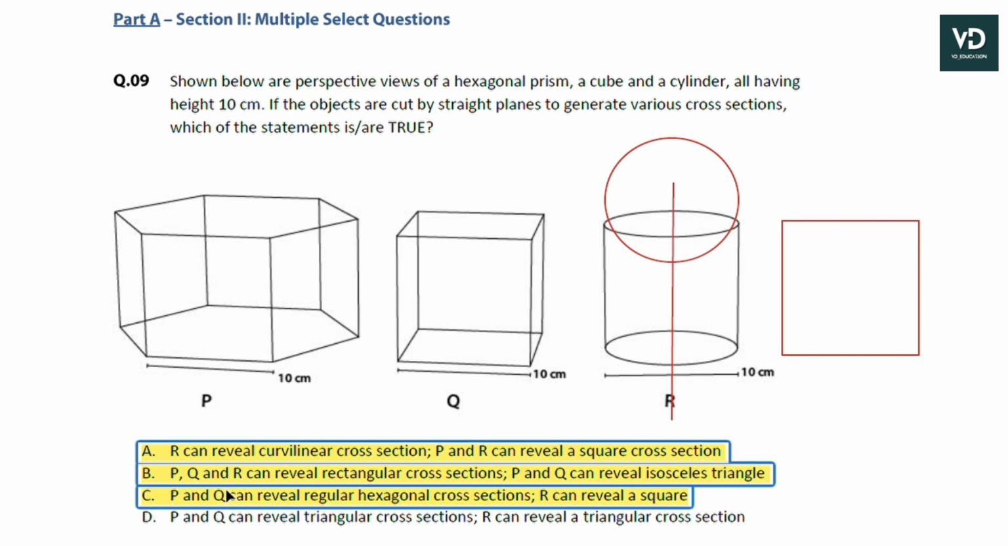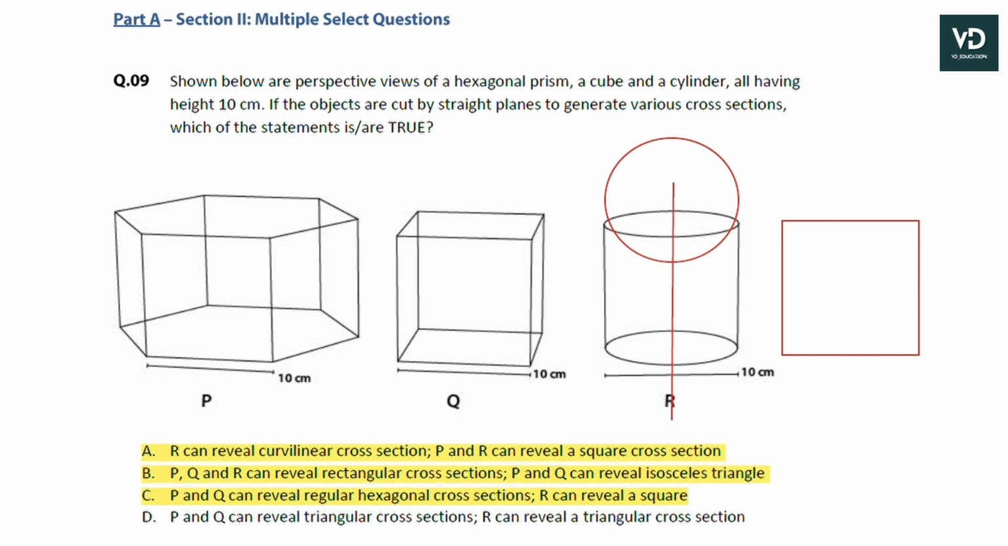Okay, then Q is defined as a rectangular cross section. Yes, if we cut this cube with a central plane, this will result in a rectangle here. Like this rectangle. This can result as a square also, and regular hexagonal also. Then P is defined as a regular hexagonal.